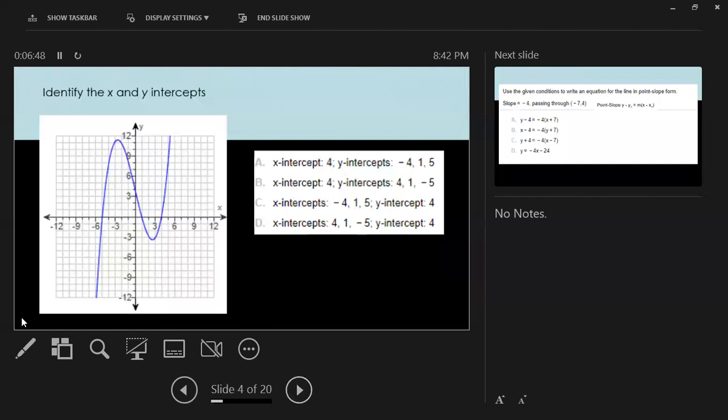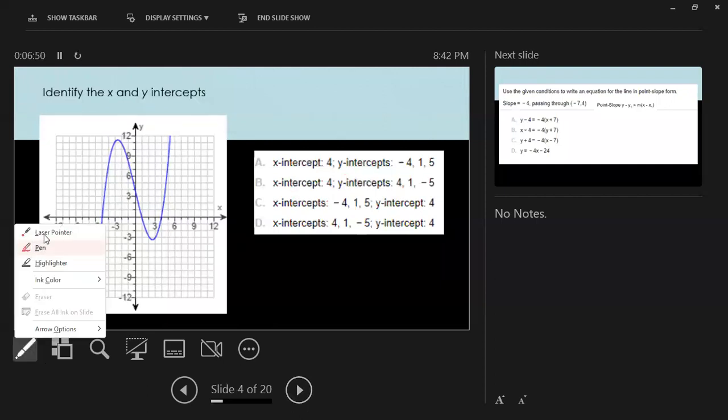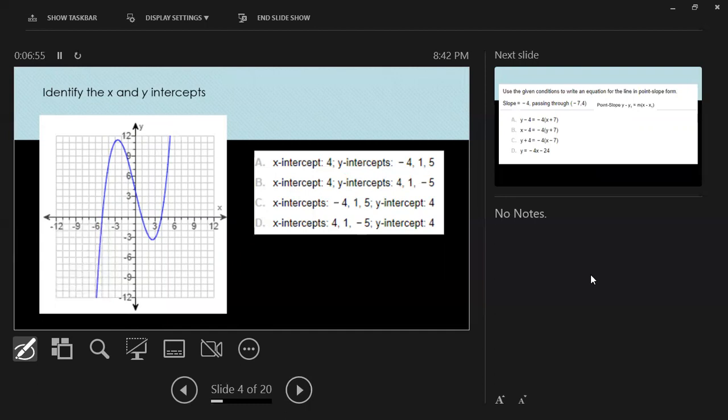All right, so for this item, we want to find the x and y intercepts. Don't forget, the x and y intercepts are where the figure crosses the graph. So I see that the figure crosses here, here, and here on my x-axis. Those points will be -5, +1, and +4. So for my x-intercepts, I'm looking for -5, +1, and +4.